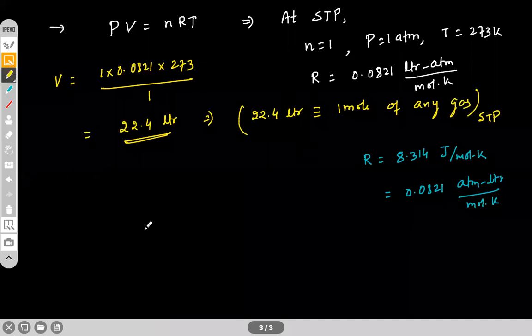Clear? Understood? So molar volume is 22.4 liter, and 22.4 liter is equivalent to 1 mole of any gas at STP. All of you understood? Yes, it is. Correct.